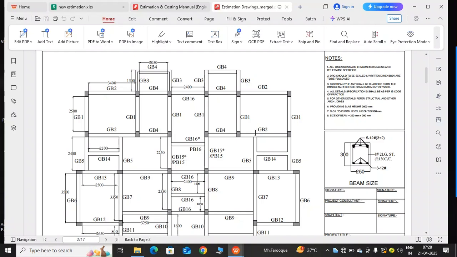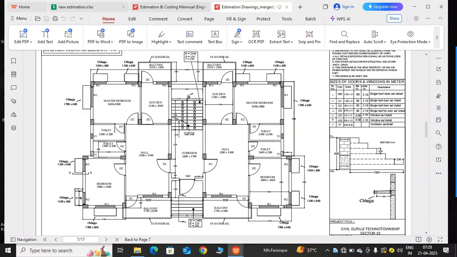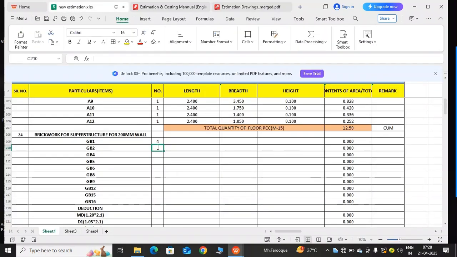But we do not understand which are for 200 and which are for 100 mm wall. So I'm coming here. Now look at this, guys. This one is GB2, GB2, GB2 and GB2. Total we have 4. Now look at this for 200 mm wall. Here we have 200 and here we have 200. So it means we have only 2 for 200 mm wall and 2 for 100 mm wall. We ignore them right now, okay? Just write 2 for 200 mm wall. On this basis, you can write the numbers.